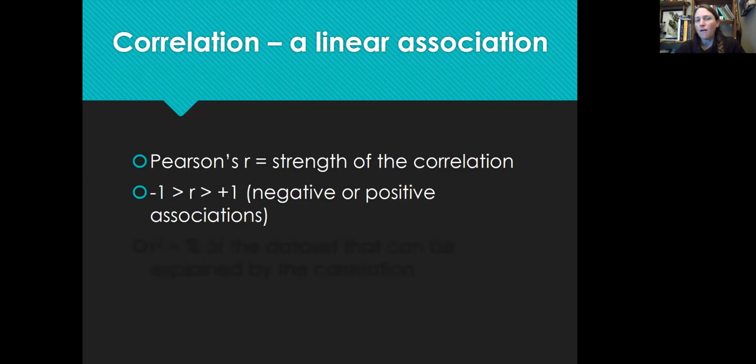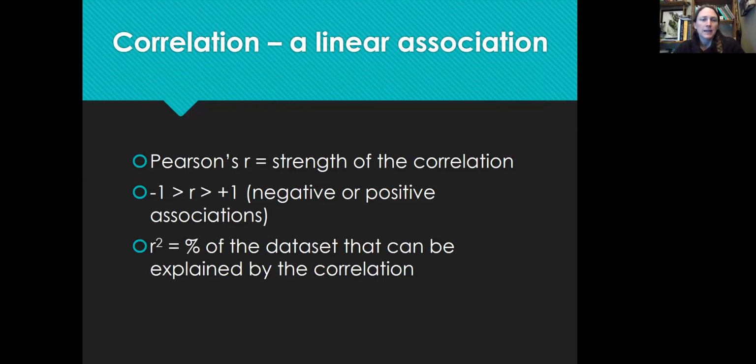And if you take that R value that's calculated and you square it, you get what's called R squared. And in this case, the R is a lowercase r. And it tells us the percentage of the data set, all of the variation in the data, that can be explained by the linear association or by the correlation between the two variables.